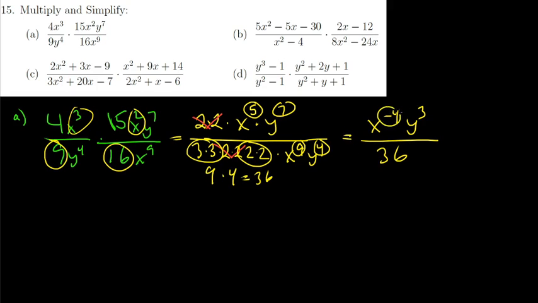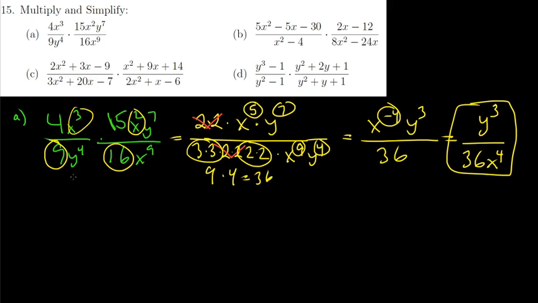Remember, no negative exponents, so we should bring that downstairs. We get y to the 3 over x to the 4 times 36, so 36x to the 4. Okay, so you practically could have done this. This was really a Chapter 5 problem as a review, so there's really nothing difficult about this. Let's go on to Part B.